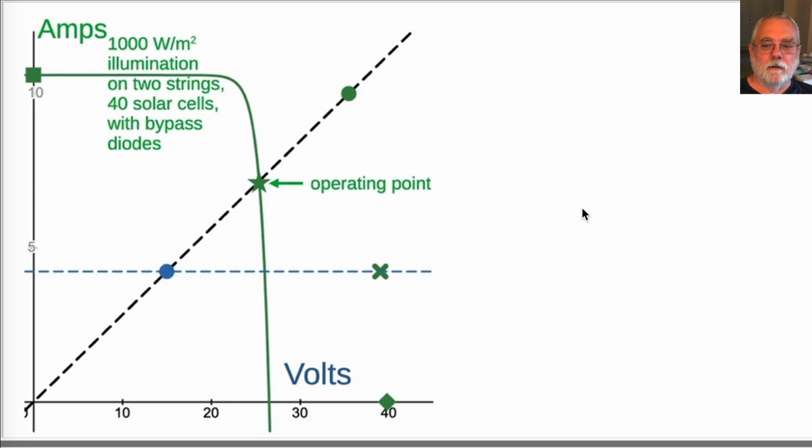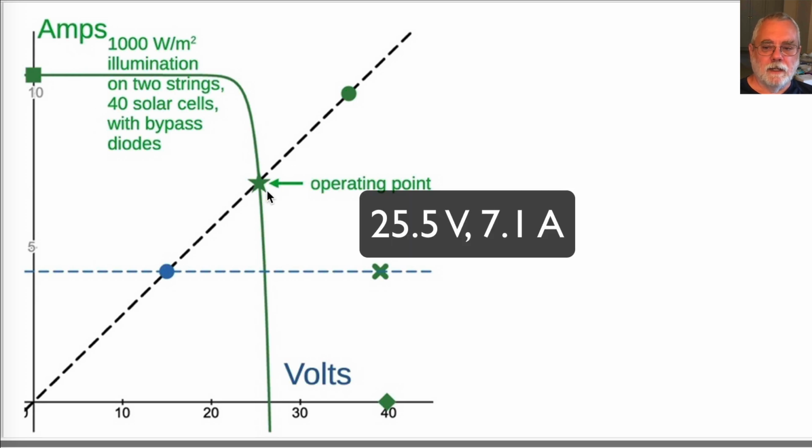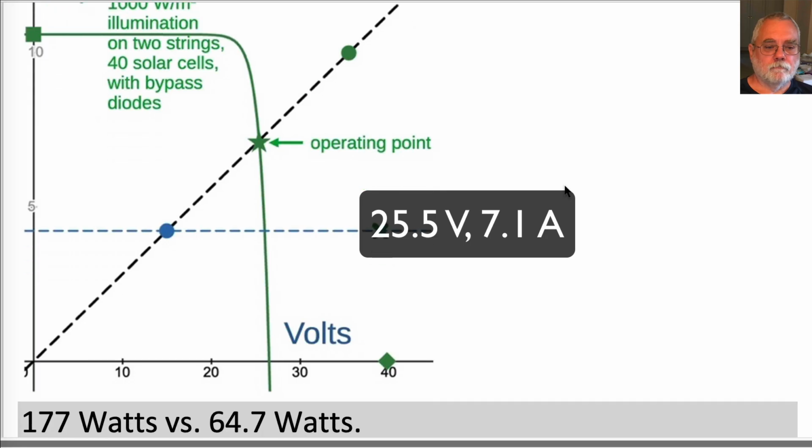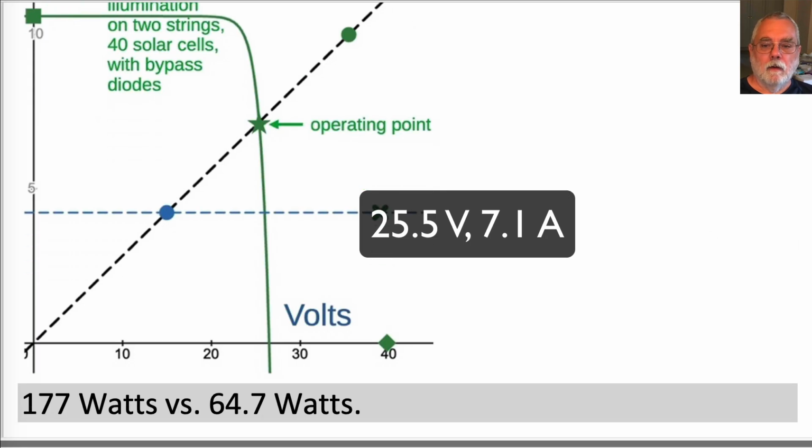The operating point for a fixed 3.6 ohm load line is the green star: 25.5 volts and 7.1 amps. This is a higher current than the blue dot without the bypass diode, 4.24 amps. Higher voltage and more power delivered to the load. 177 watts delivered to the load versus 64.7 watts without the bypass diode.